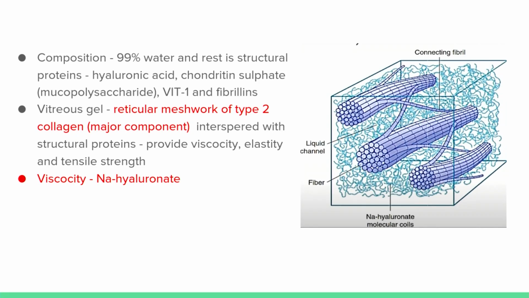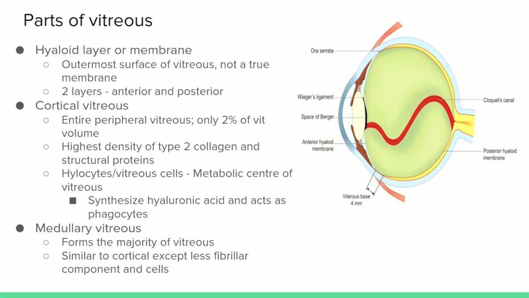Viscosity of the vitreous is due to sodium hyaluronate. Parts of vitreous: hyaloid layer or the membrane. It is the outermost surface of the vitreous. It is not a true membrane. It has two layers, the anterior and the posterior.